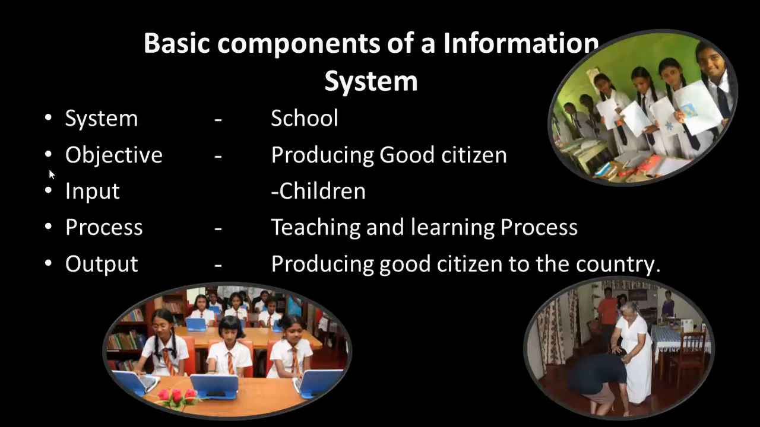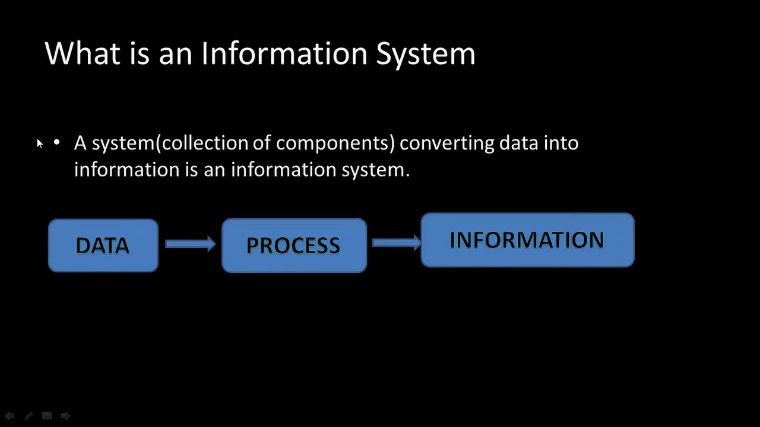Now, when we come to the information system, the input is the data, and there are many processes in order to create information, right? So a system converting data into information is an information system. Now we know basically what an information system is.